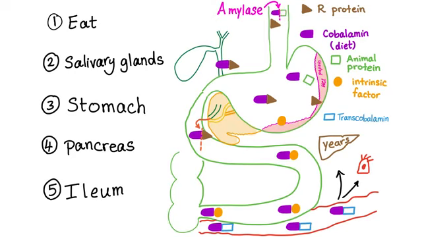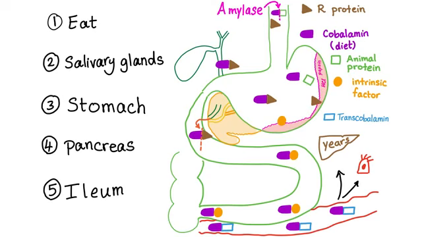Here is your vitamin. It will be bound to animal protein. Thanks to the salivary enzyme amylase, it will break down this relationship between the vitamin B12 and the animal protein. So break them, and now the cobalamin is kind of free. Also, your salivary glands are amazing. They secrete something called the R protein. The R protein will protect the vitamin B12 from the gastric acid when it goes to the stomach.